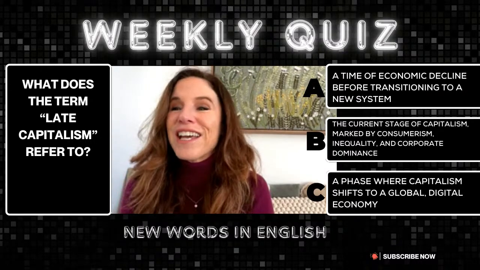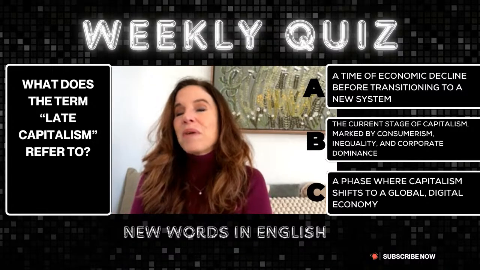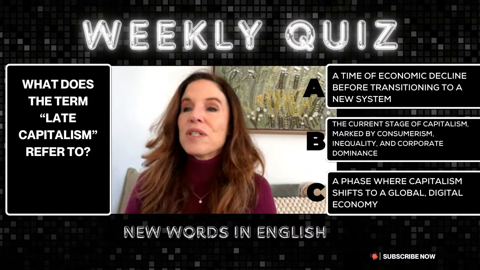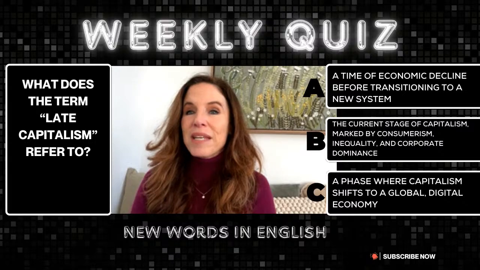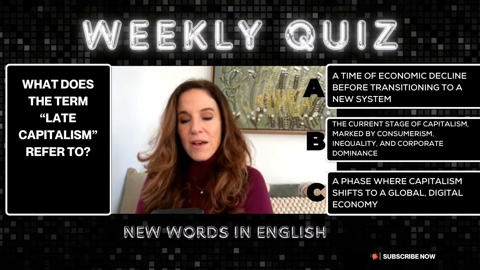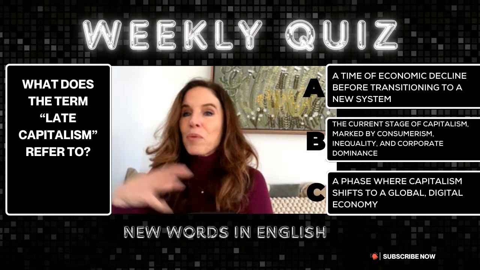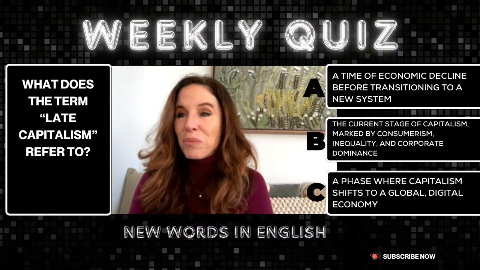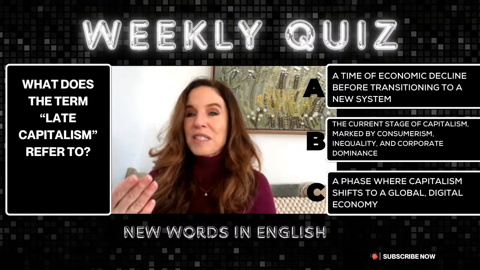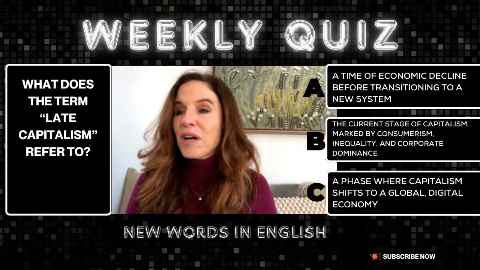So C, okay, that's what you guessed, which I think is a very logical answer, but it happens to be B again. The current state of capitalism marked by consumerism, inequality, and corporate dominance. So this is kind of like when capitalism gets out of hand, where we have a system that reduces people to consumers. We're no longer people, we're numbers, like what we can bring to a company. Yeah, and it's all about profits. So this is the system that we're in right now. Maybe it will shift to a global digital economy after this.